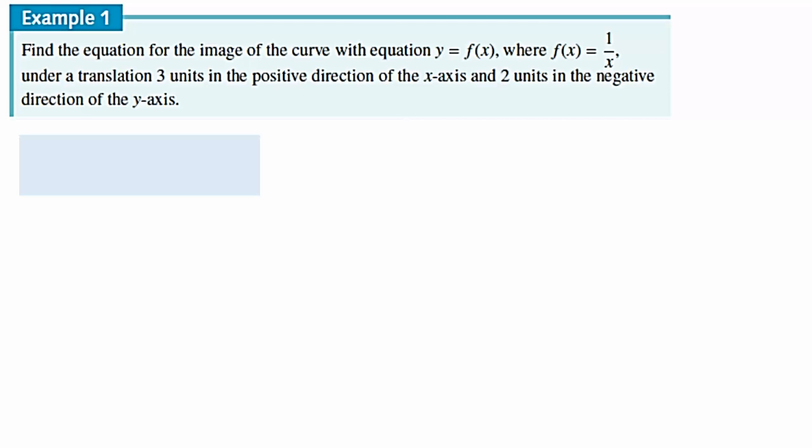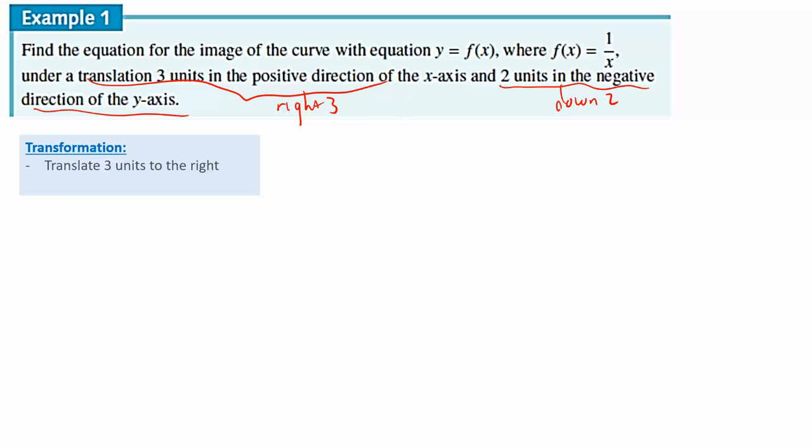Right 3. So this just means I want you to move to the right by 3. So this says right by 3. Okay, and then it says 2 units in the negative direction of the y-axis. What does that mean? -2 means down 2. So all it's really trying to say to you is I want you to move 3 to the right. I want you to move 2 down for this graph here.